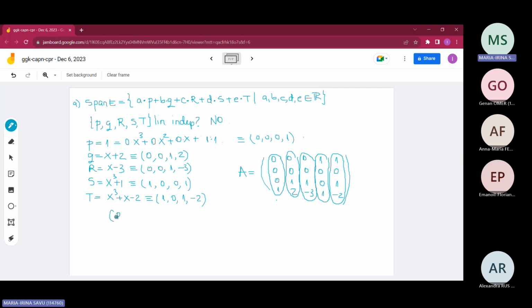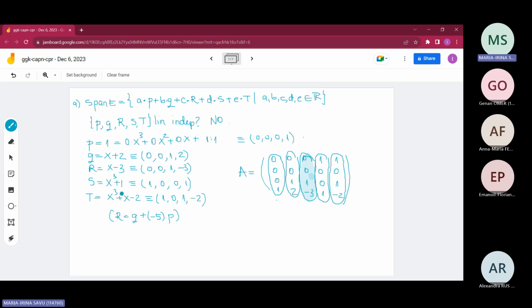Actually, R from here is Q plus minus 5 times P, right? Yes. Because if you compute this one minus 5 times this one, you get R. So it is clear that the third column is a linear combination of the first one and the second one. So this one won't be in your system of linearly independent vectors. So you have to cut this column.